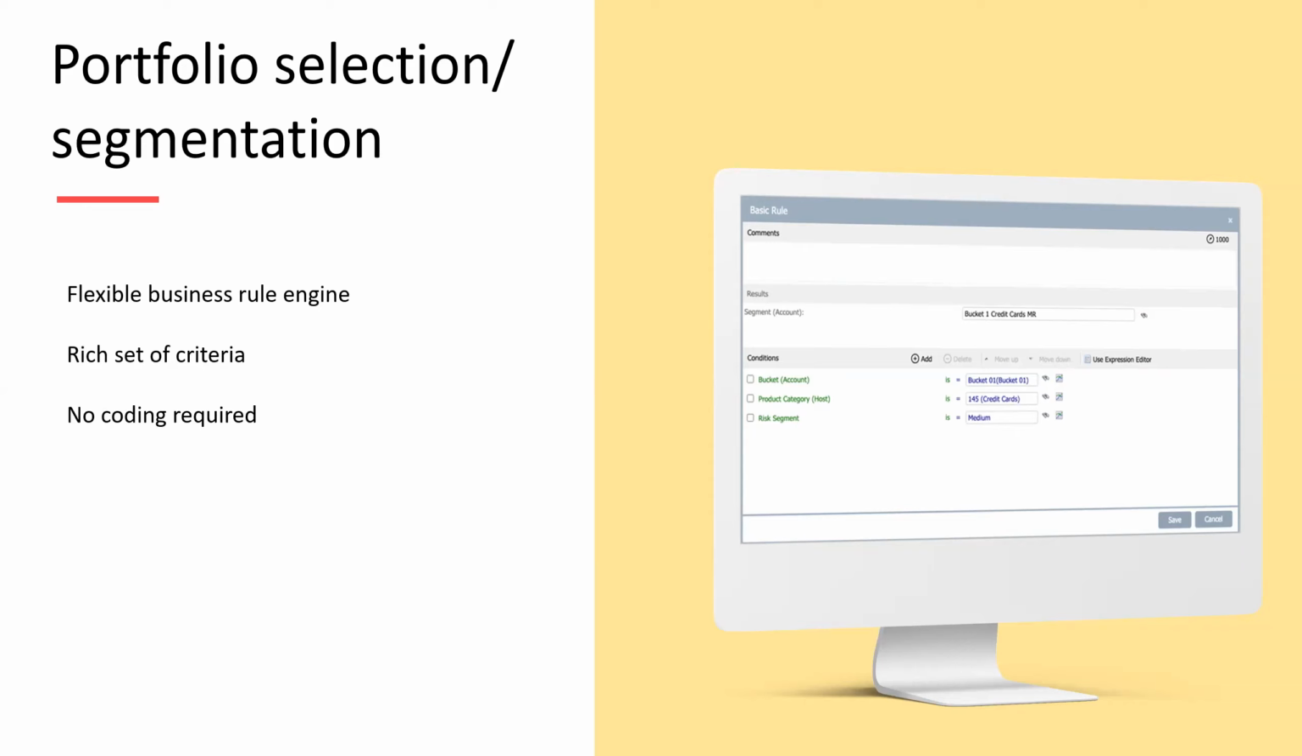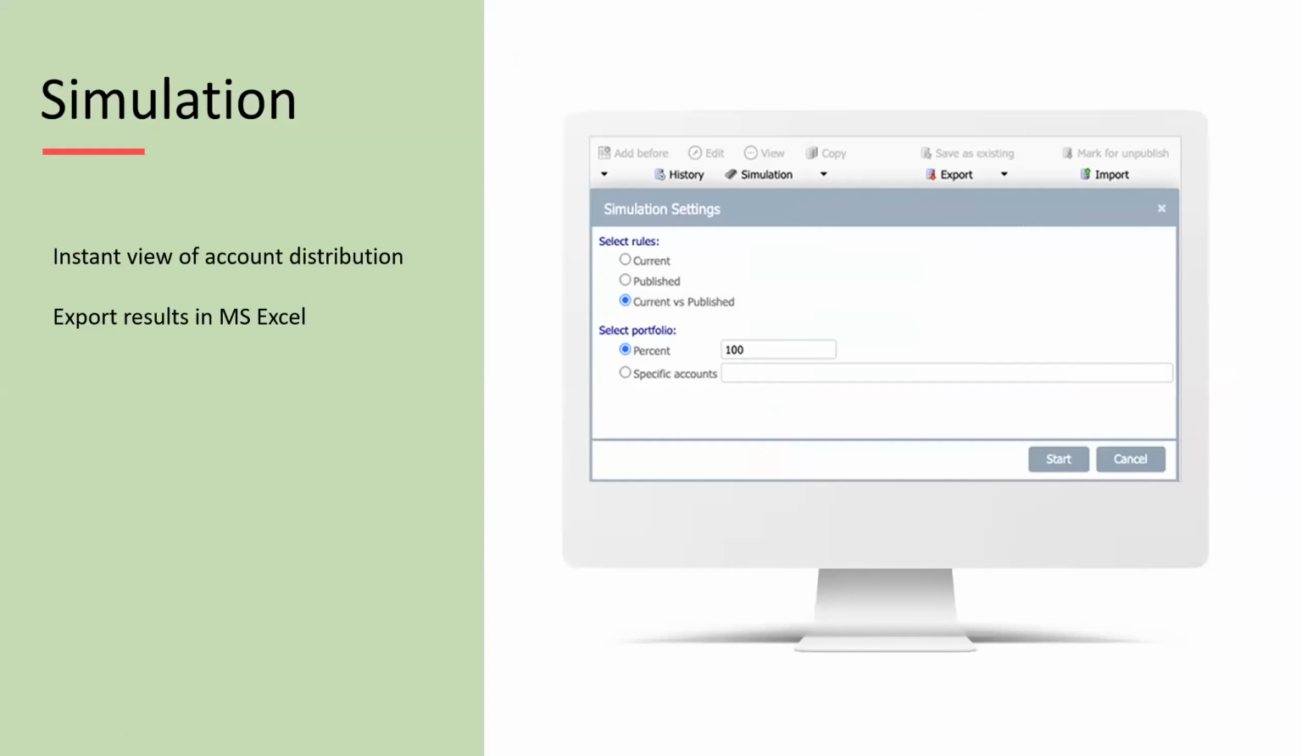Now, the next step, as we've seen earlier, is that you need to be able to run a simulation. This simulation will give you an instant view of how accounts are distributed in the segment you just created. You can very easily export your results in an Excel file and see the actual distribution. And in case your sample size is quite small, perhaps you might want to adjust your criteria.